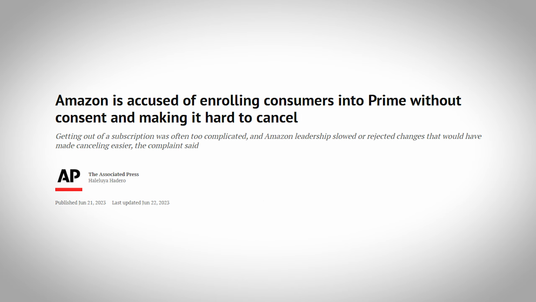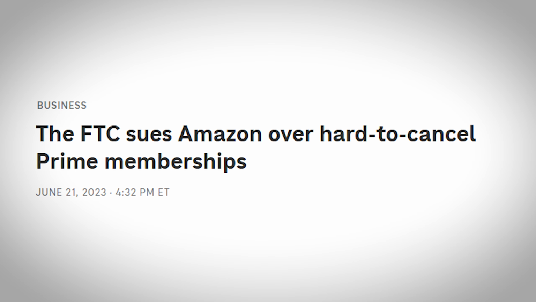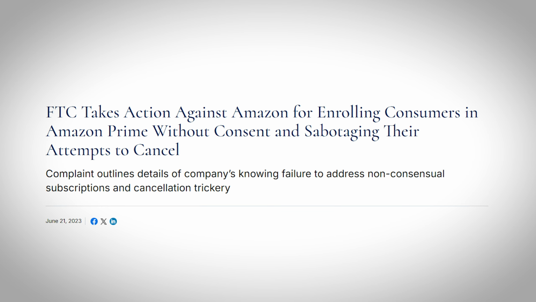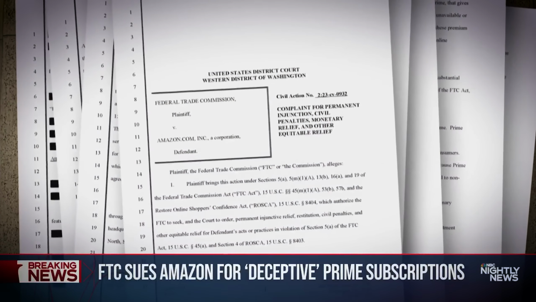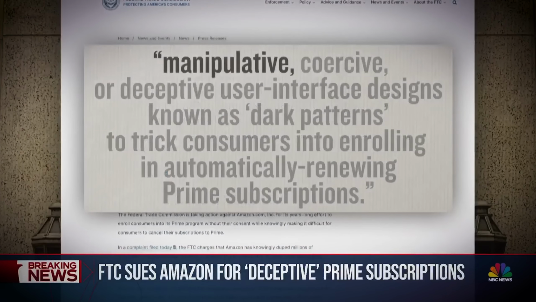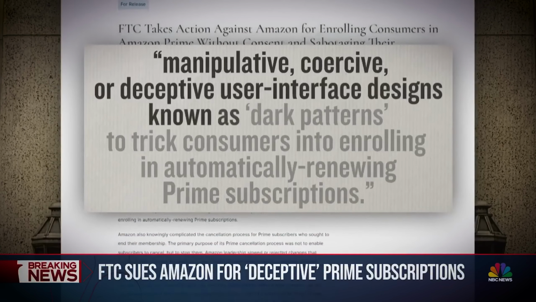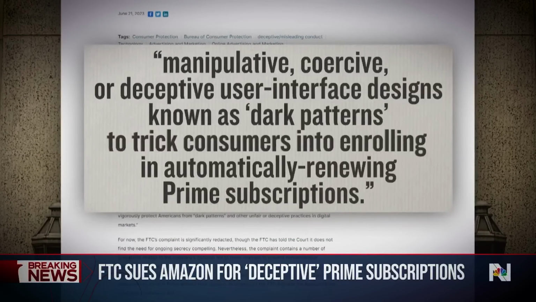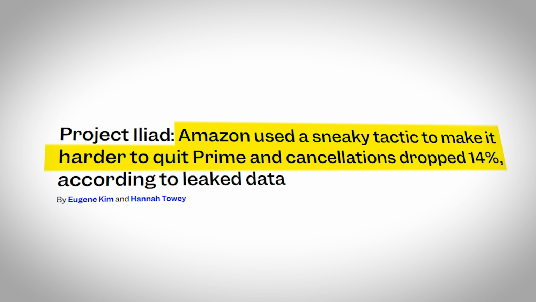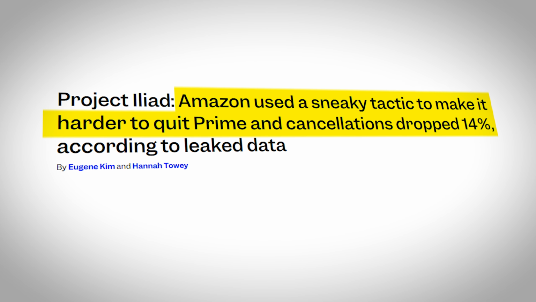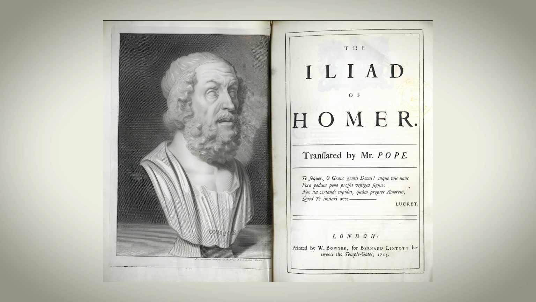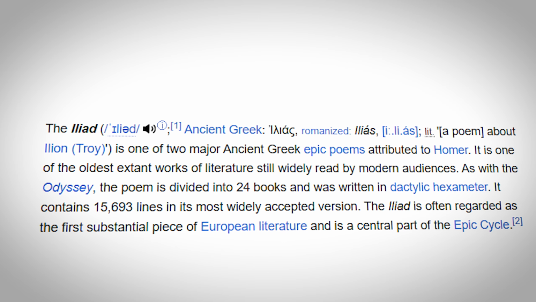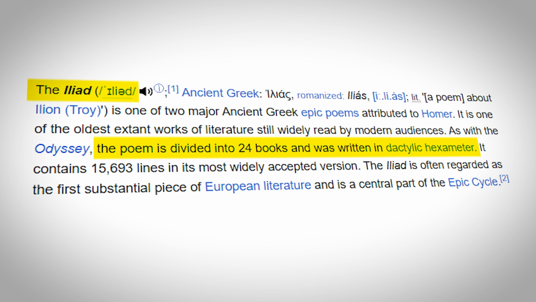Take Amazon. In June of 2023, the FTC went after them for making it so ridiculously hard to cancel an Amazon Prime subscription. The FTC found that Amazon had deliberately created this complicated maze of screens, offers, and distractions to keep people from canceling their subscriptions. They even had an internal name for this cancellation process, the Iliad. That's a reference to Homer's epic poem that goes on for 24 books and thousands of lines.